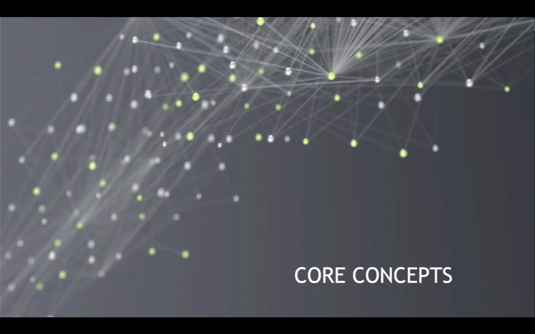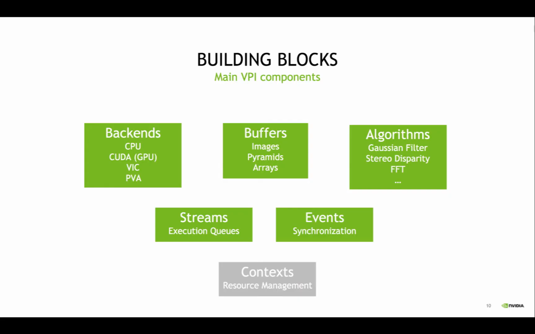Okay, so in this session, let's take a deep dive into the core concepts behind VPI. Here are the 6 main components of VPI. First, there are the backends that represent the compute engines available. Then there are the buffers: images, pyramids, and arrays. They represent the data. And of course, the algorithms that will operate on the data, like Gaussian filters, stereo disparity, and so forth.